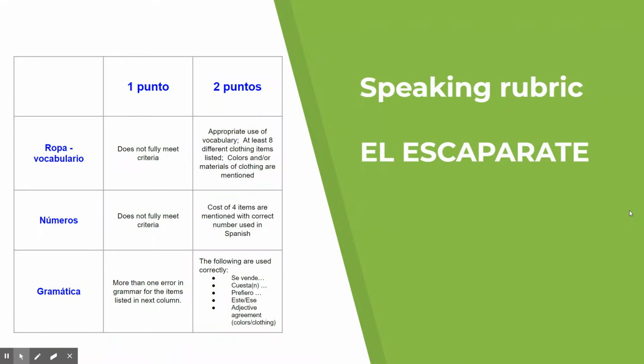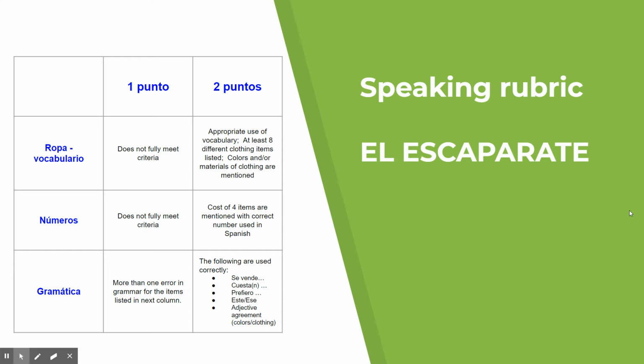Okay, this is exactly how you are being graded for your speaking. So it's divided into 3 categories. The first category is ropa, simply thinking about the vocabulario. To earn the full points, you need to mention at least 8 different clothing items, mention the colors or material that they're made of. For the números, when you mention the cost, be sure that you are saying the numbers correctly with a currency from any Spanish-speaking country.